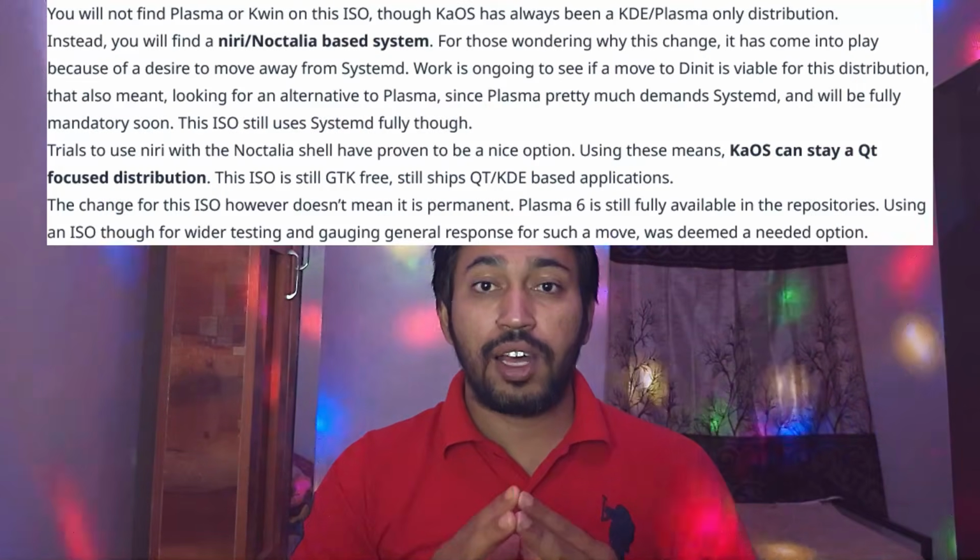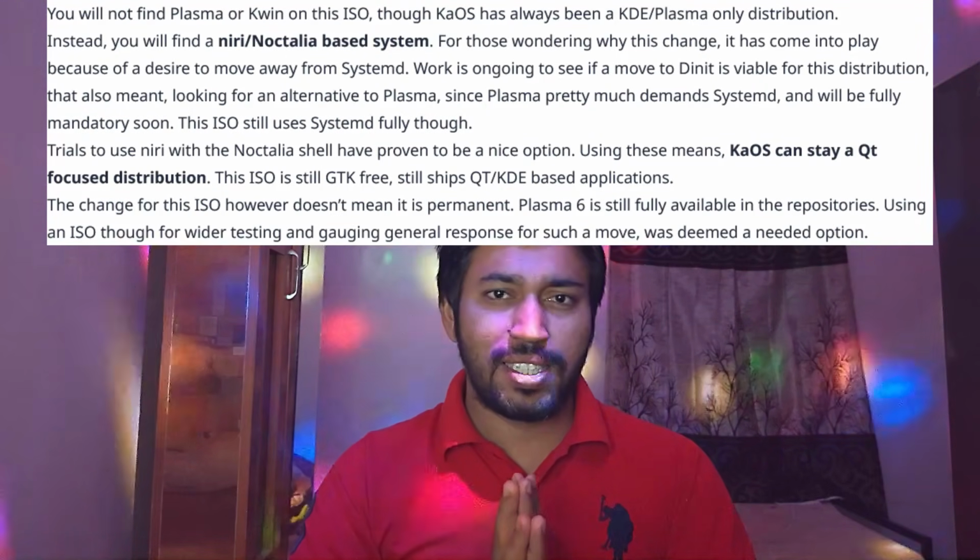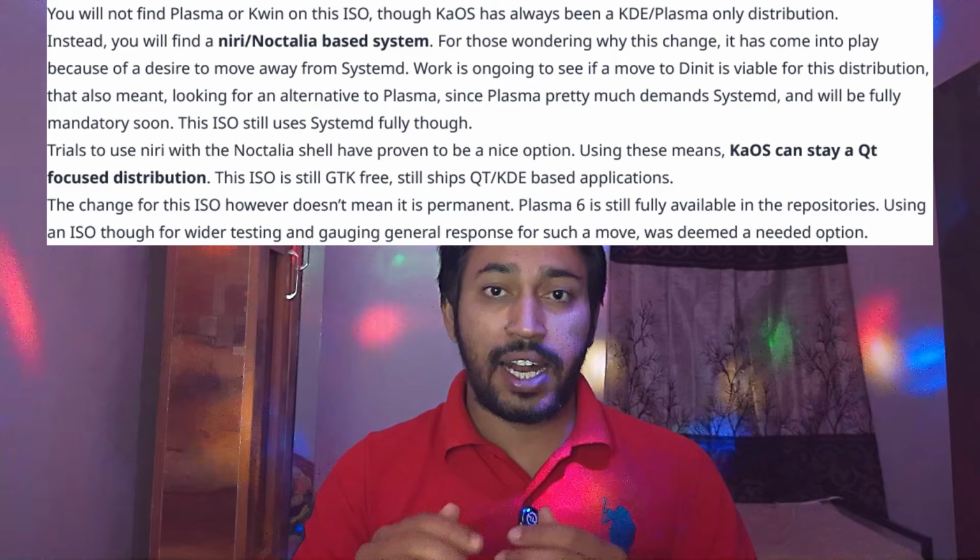Now you know that KaOS Linux always focused on one single desktop environment, that is KDE, and one single toolkit, that is Qt. But now they have moved away from the KDE desktop, and the reason they gave is that they want to get rid of systemd. According to them, the Plasma desktop is dependent on systemd, and in future it will be compulsory to use systemd in order to run the Plasma desktop.